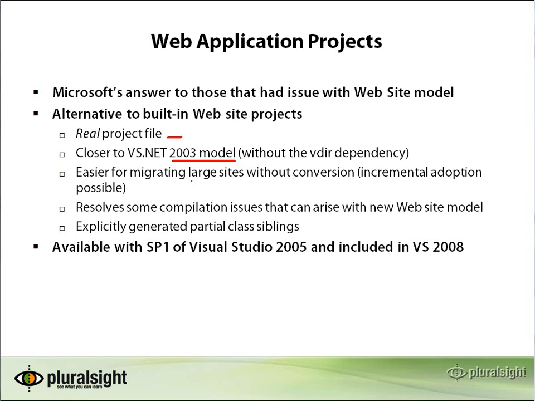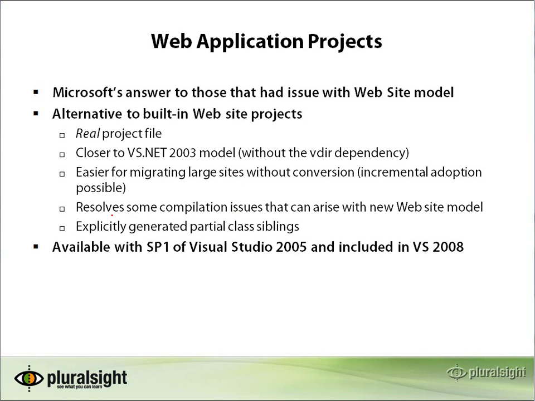And it also included a couple things that were quite nice. It does not require any virtual directory dependencies, so you don't have to have IIS set up for this to work. It works equally well with the ASP.NET development server as it does with IIS. It's also easier to migrate large sites with this. If you're coming from 2003, you can open those up as web application projects in 2008 and then migrate your pages one at a time if you want to, instead of converting them all to the new partial class model. Or you can leave them as is and it still works fine as well.